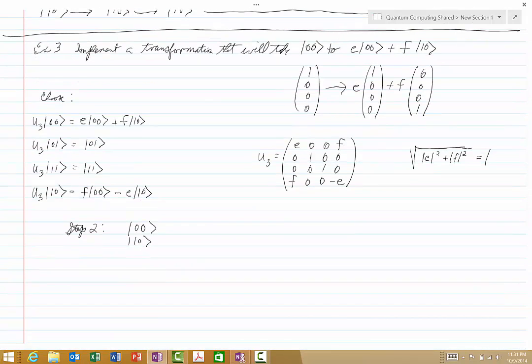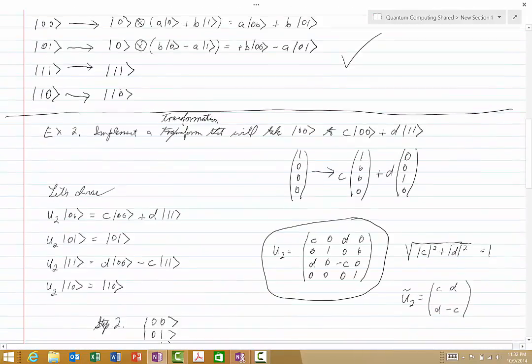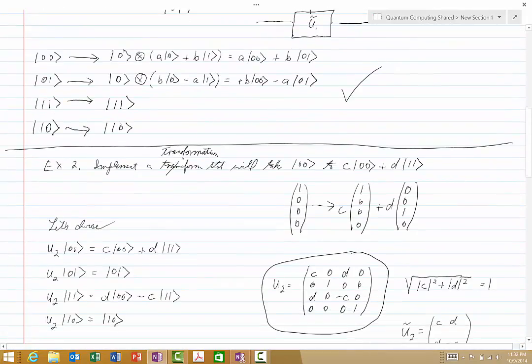So since the first state is the same as the next to last state, there's no need for any controlled NOT gates. We just have the following. So step 3, write down the circuit, and okay, we have here U3 tilde is equal to E F, F minus E.